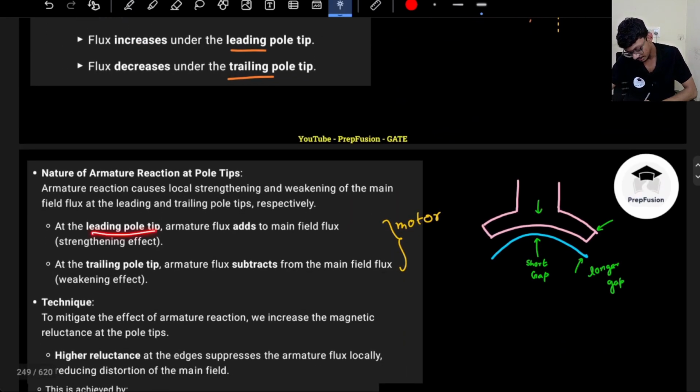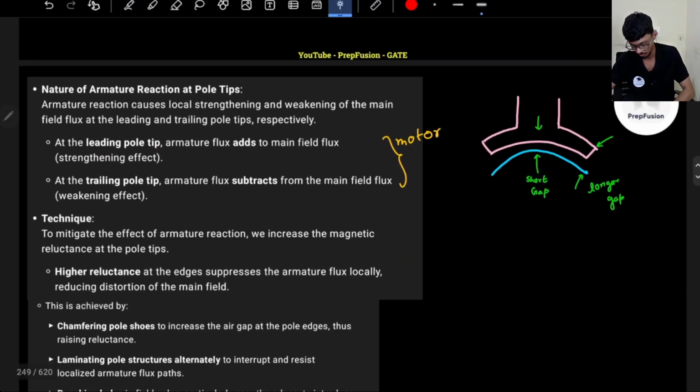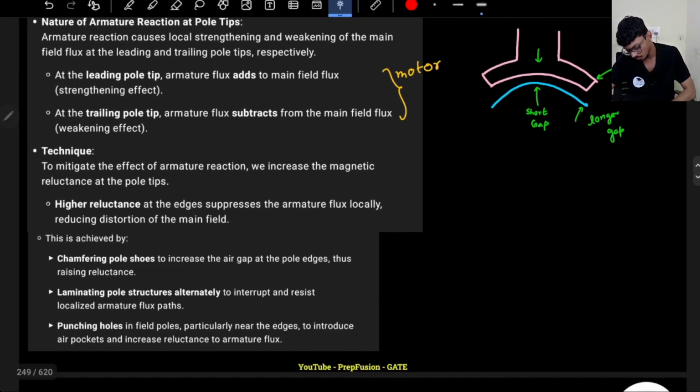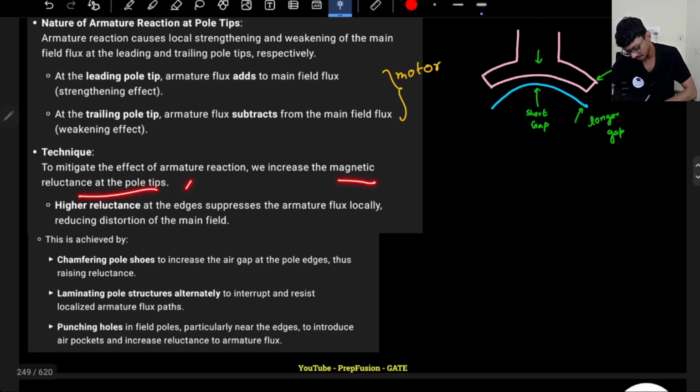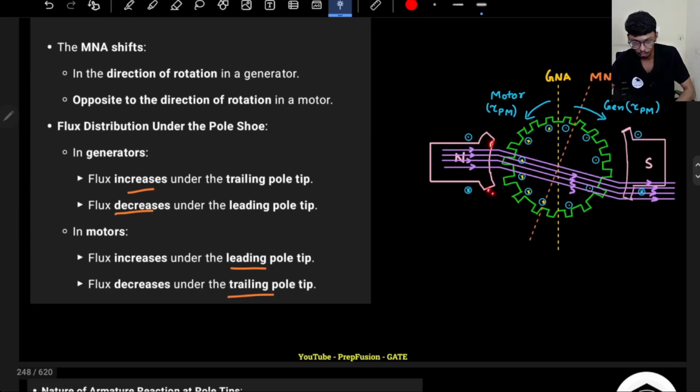For a motor, the flux increases at the leading pole tips. What I can do is increase the reluctance around the pole tips. If I increase the reluctance of both the pole tips, what will happen? In one of the pole tips there is a huge increase of flux lines, while in the other pole tip there is not that much increase in the flux lines.